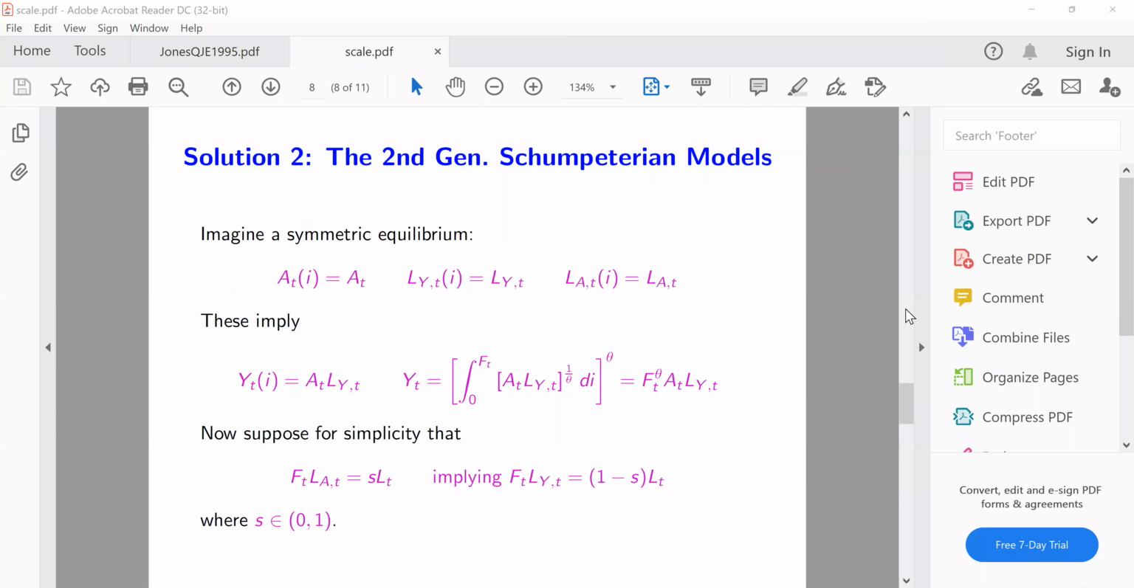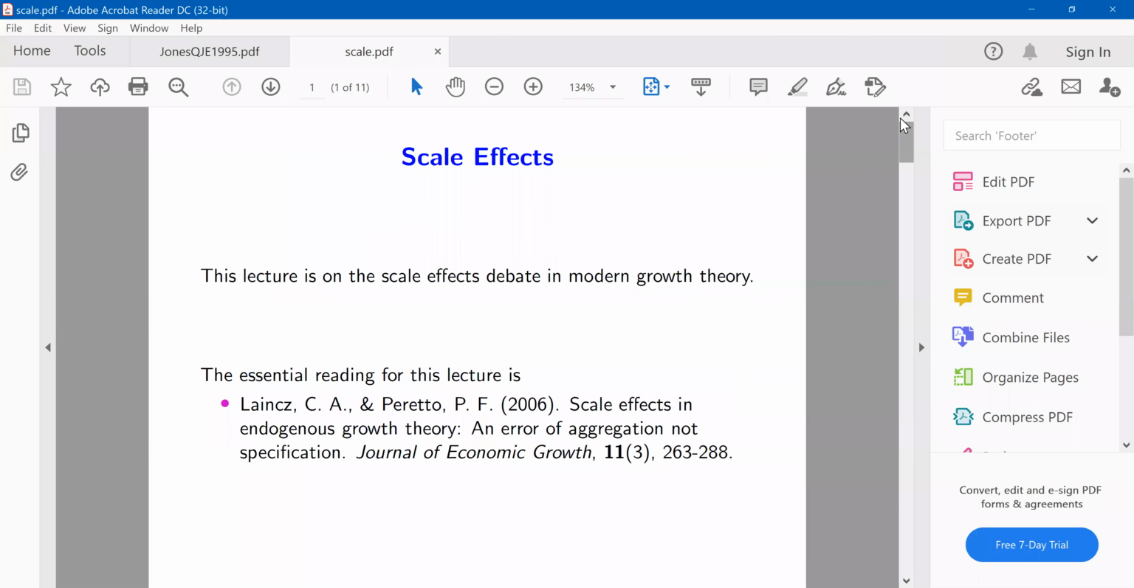Let me share my slides first. I have a couple of slides for this lecture. So my discussion basically centers around this paper.